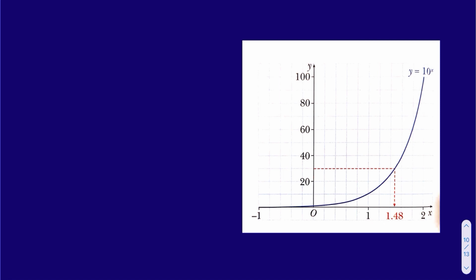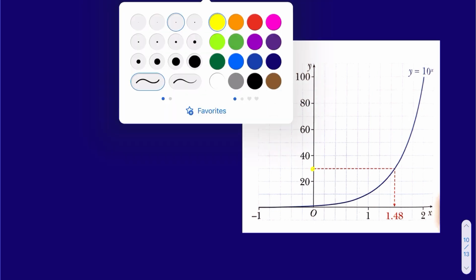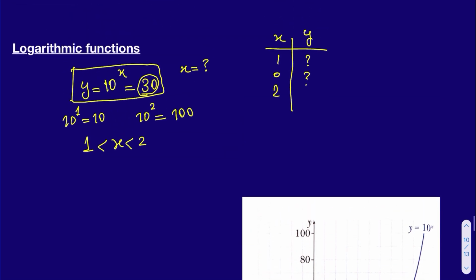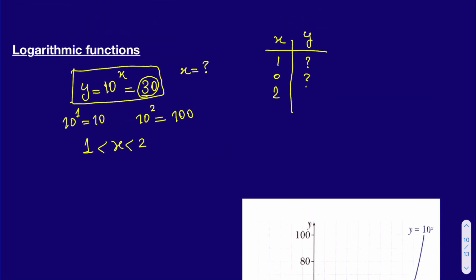So this is the graph. And then here at 30 we can find the value of x, which is 1.48. Therefore we can say here the value of x is 1.48, okay?